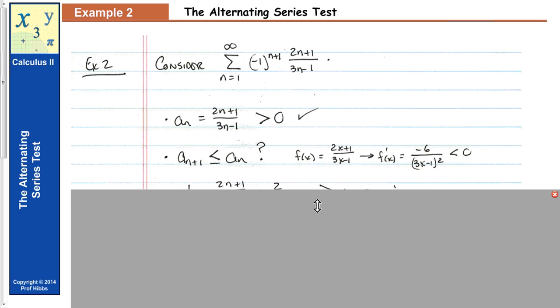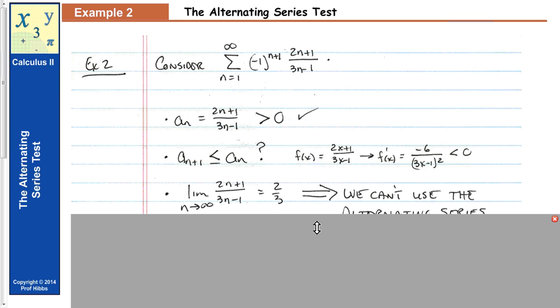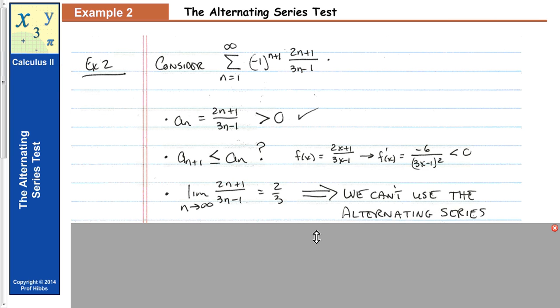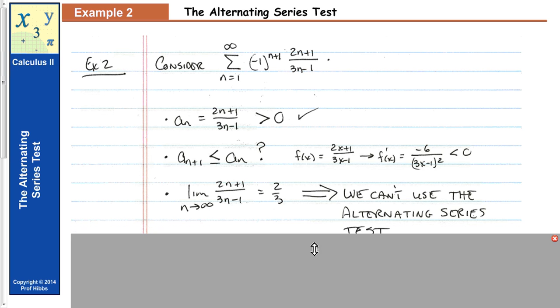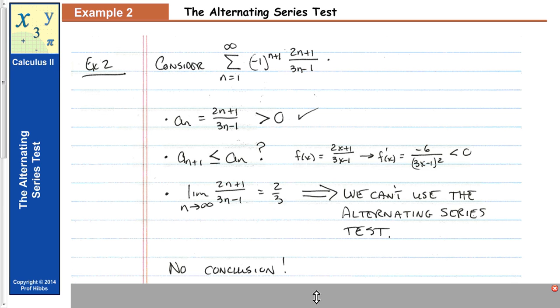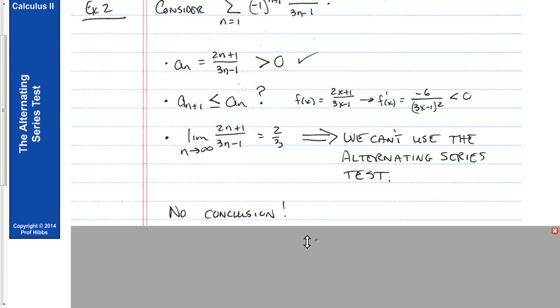And so yes, we can conclude that a sub n plus 1 is in fact less than or equal to a sub n for all n's. But when we go to check condition 2, the limit of the a sub n's is actually 2/3. We can calculate that real easily, can't we? It's actually 2/3. So we can't use the alternating series test. In fact, we might say no conclusion.